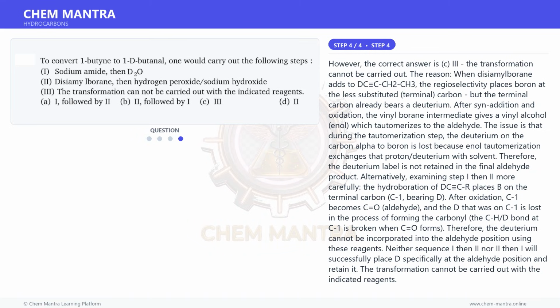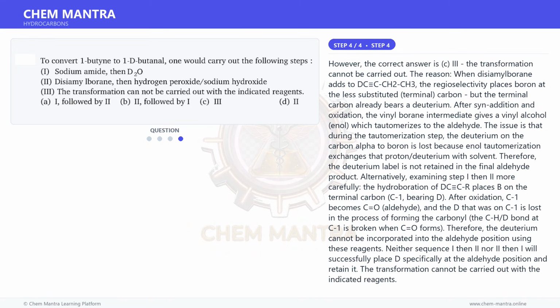Alternatively, examining step 1 then 2 more carefully, the hydroboration of DC≡C-R places B on the terminal carbon, C1, bearing D. After oxidation, C1 becomes C=O, the aldehyde, and the D that was on C1 is lost in the process of forming the carbonyl. The C-D bond at C1 is broken when C=O forms. Therefore, the deuterium cannot be incorporated into the aldehyde position using these reagents.